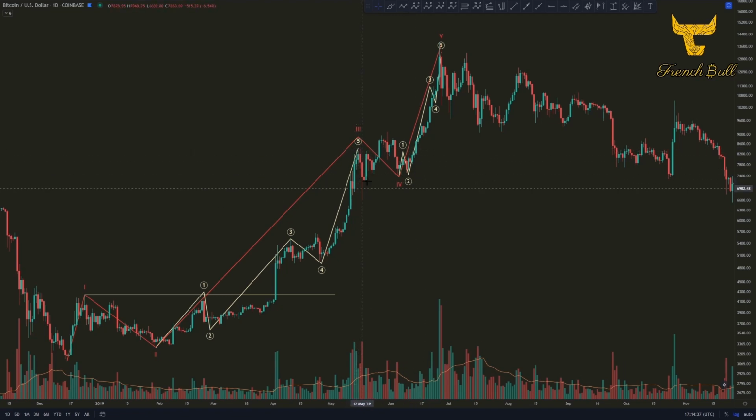So you may see big traders and institutions still buying the bottom of the range while they sell the tops.